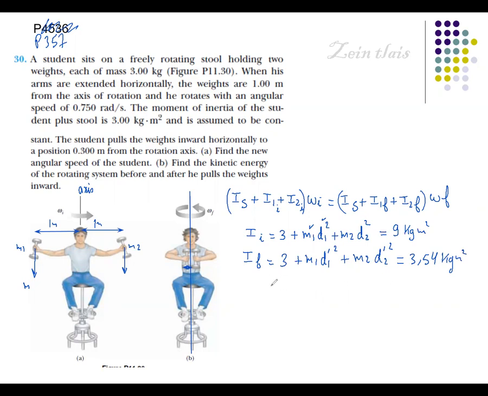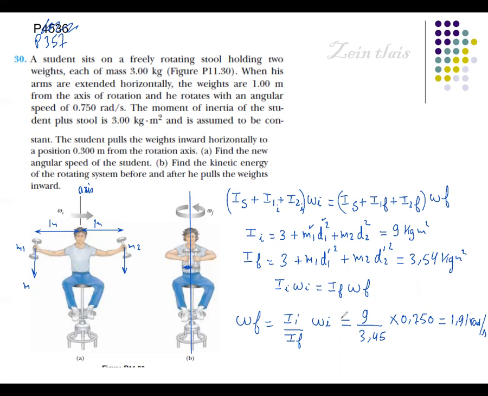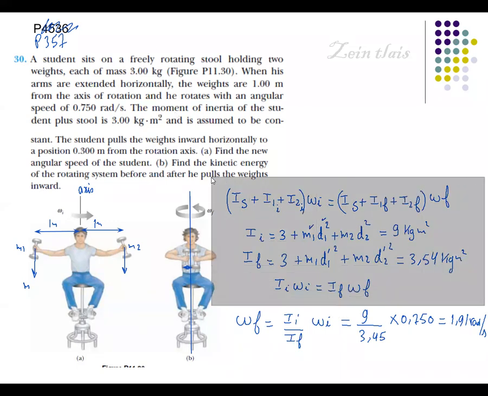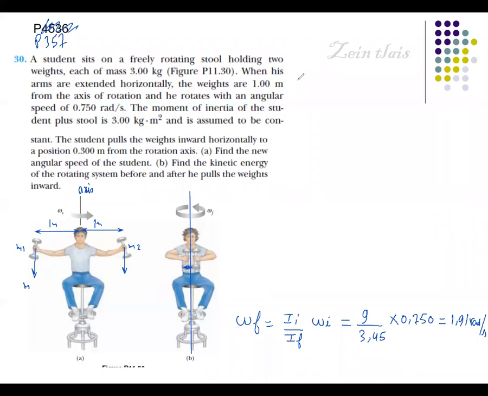We can now use the relation I initial omega initial equals I final omega final, so omega final equals I initial divided by I final, times omega initial. We have all the values: 9 divided by 3.54 times 0.750. Omega final equals 1.91, and the unit is radian per second. This is part 1. We have omega final equals 1.9 radian per second.